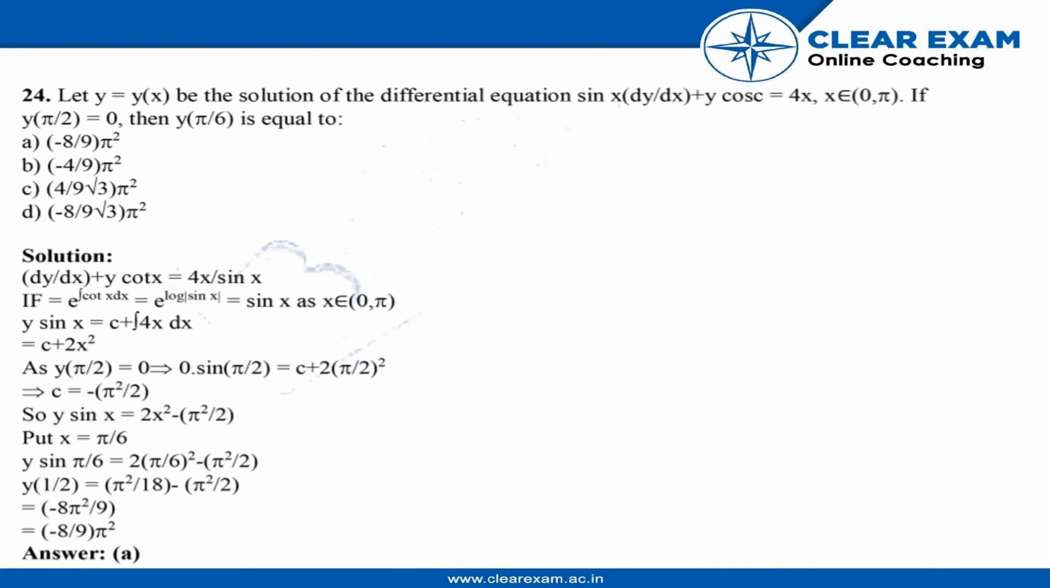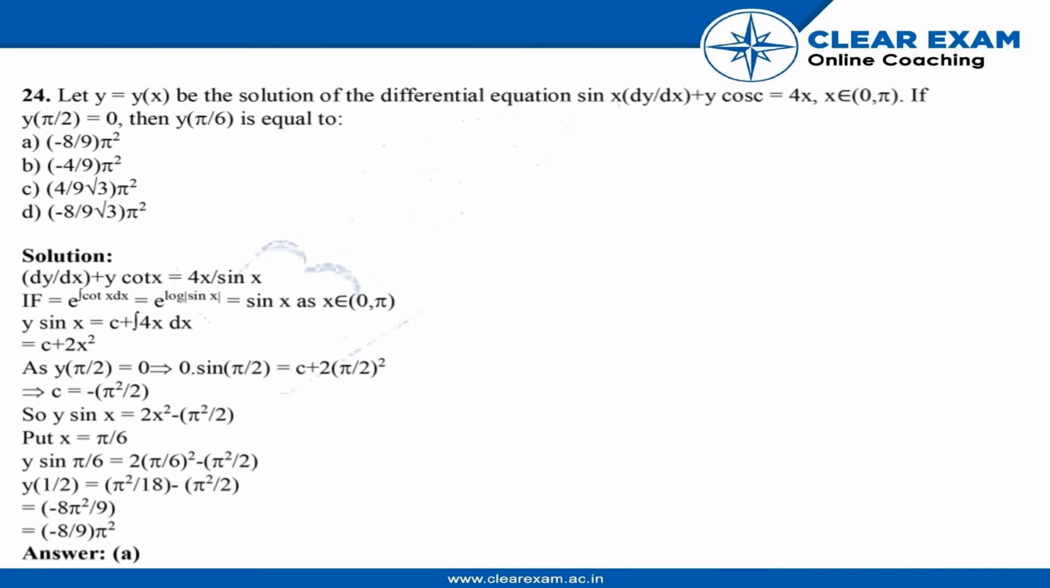Hello everyone, we're going to start with question number 24 today. In this question we have been given: let y equals y of x be the solution of the differential equation sin x dy/dx plus y cos x equals 4x, where x belongs to (0, pi). We have been given the limits. If y(pi/2) equals 0, then y(pi/6) is equal to?